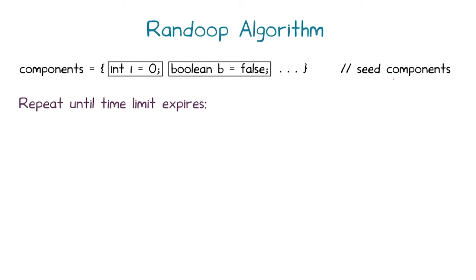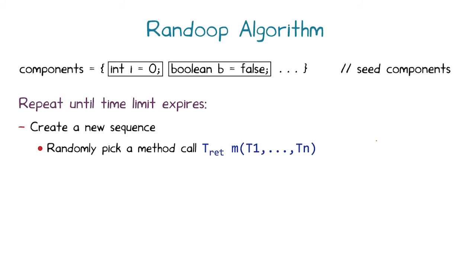Next, the algorithm repeats the following process until the specified time limit expires. It first creates a new sequence of method calls. For this purpose, it does three things in order. First, it randomly picks a public method from the input classes to call. Let's say this method is named M, and that it has n arguments t1 through tn, and that it returns a result of type tret. M is the final method that the algorithm will call in the sequence that it is building.